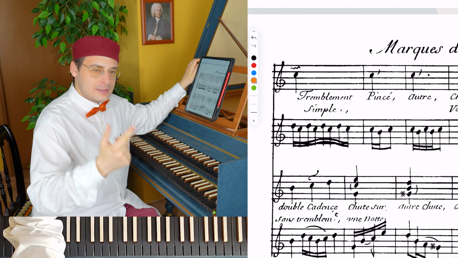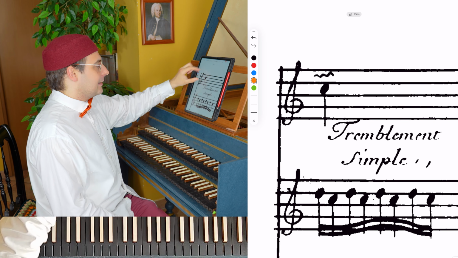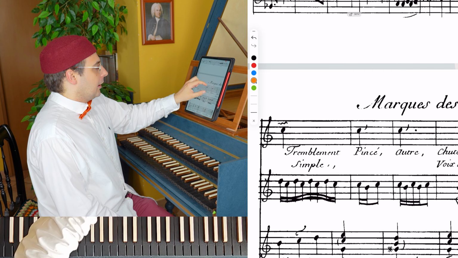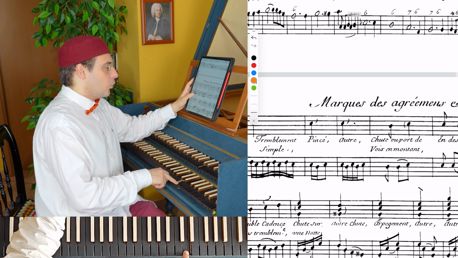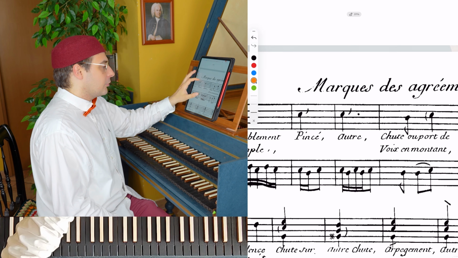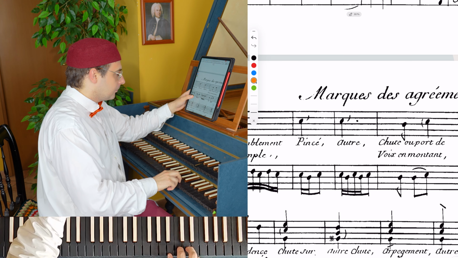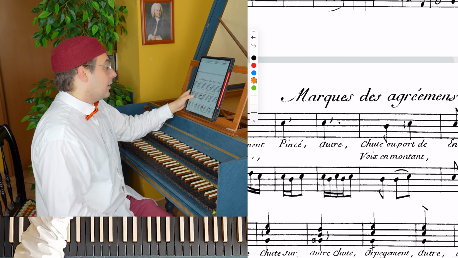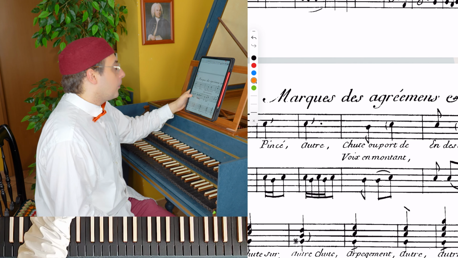My French pronunciation is not so good, but let's see. The tremblement, which is this way, and this is the symbol. Then we have the pincé, which is like a mordent, or another way, longer. Then we have the chute ou port de voix.